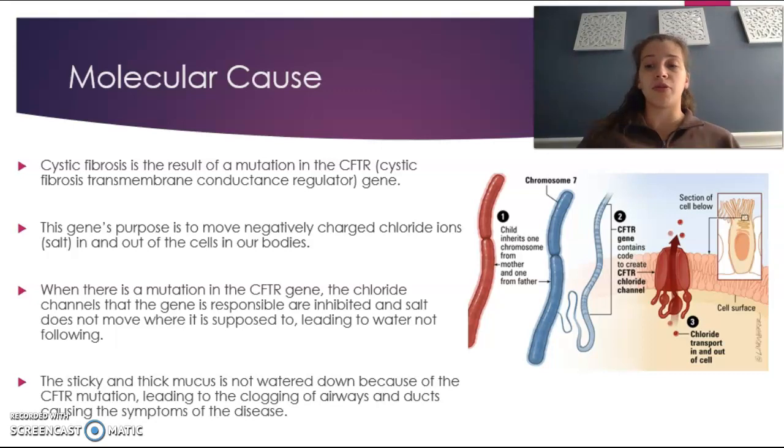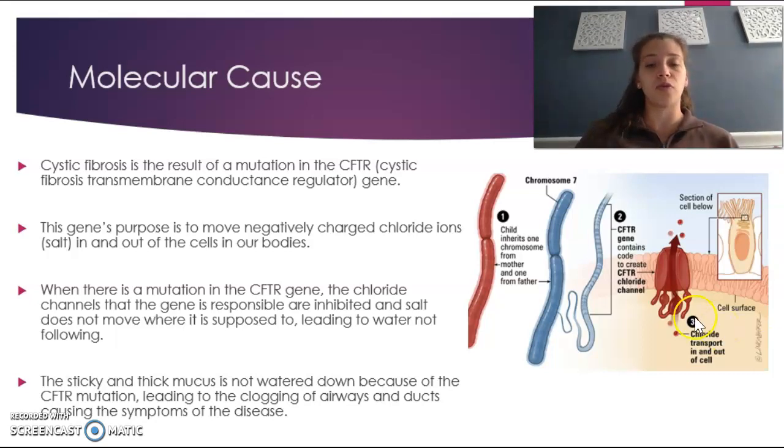Water also contributes to the mucus in our bodies, and it makes it thinner and kind of free-flowing. So when there's a mutation in the CFTR gene, the chloride channels that the gene codes for are inhibited, and the chloride or the salt doesn't move to where it's supposed to go. This leads to water not going where it's supposed to go either. And then mucus isn't free-flowing or watered down anymore, and this produces a thick, sticky mucus, and it coats the lungs, the pancreas, and other mucus-producing organs. And this buildup leads to the clogging of the airways and the ducts, and it causes the symptoms of the disease.